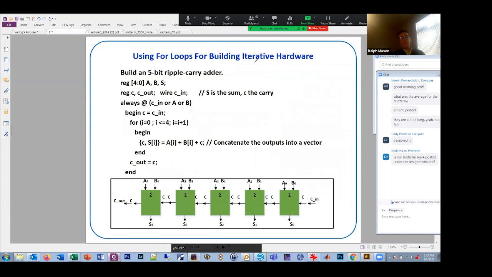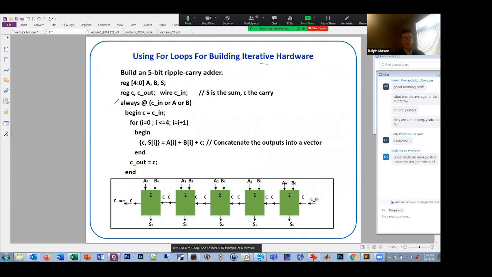You can use for loops for building iterative hardware. So for instance, here's an example of a ripple adder. This is a 5-bit ripple adder. Instead of what we've learned already, where I could make a ripple adder and then call it 5 times, you can also use a for loop.